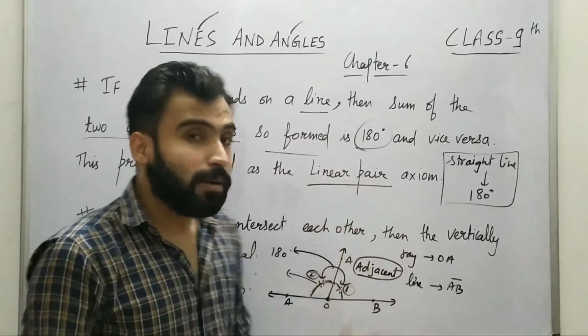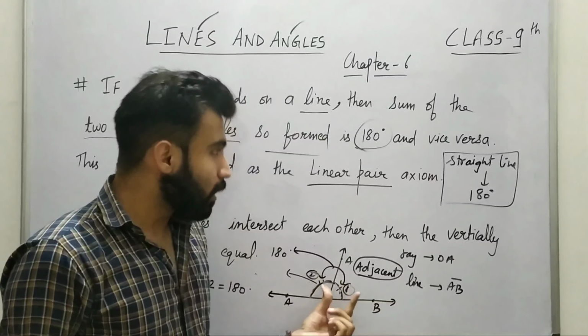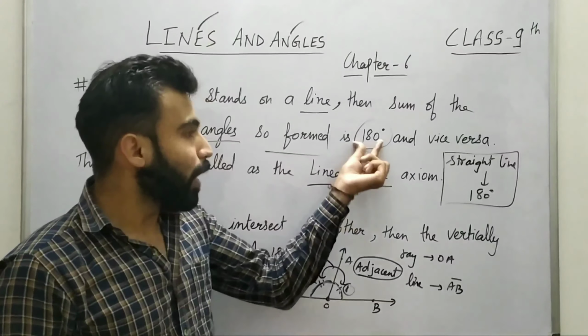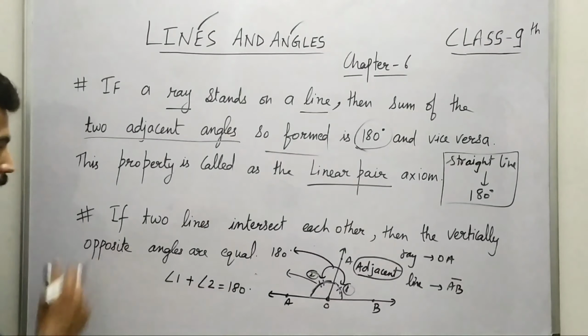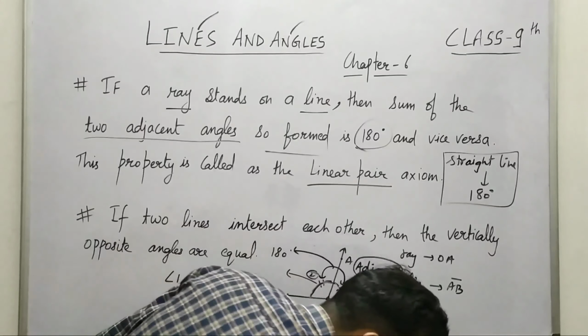Why is it named linear? Because the sum of these two angles is going to be 180. So always remember this thing here, right? So let's move to the other part here. So let me first rub this.